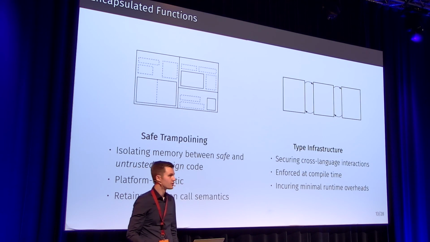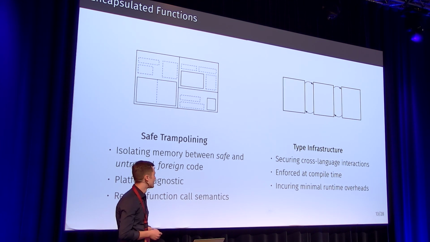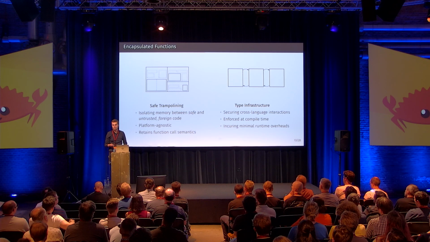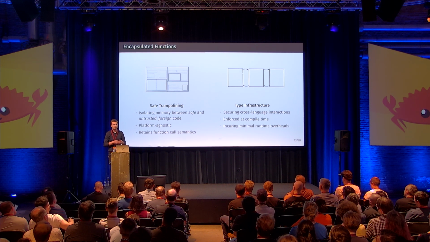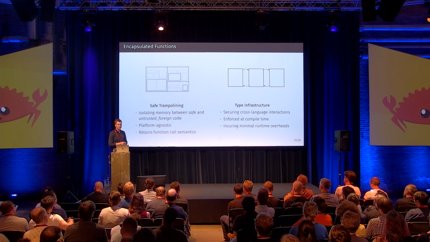And so Encapsulated Functions is a project that tries to address both of these issues through a set of interworking mechanisms. We introduce a mechanism called safe trampolining that allows us to isolate the memory between safe and untrusted foreign code. This mechanism is platform agnostic and retains general function call semantics. Function calls remain synchronous, and so it's more or less a drop-in solution for existing bindings.